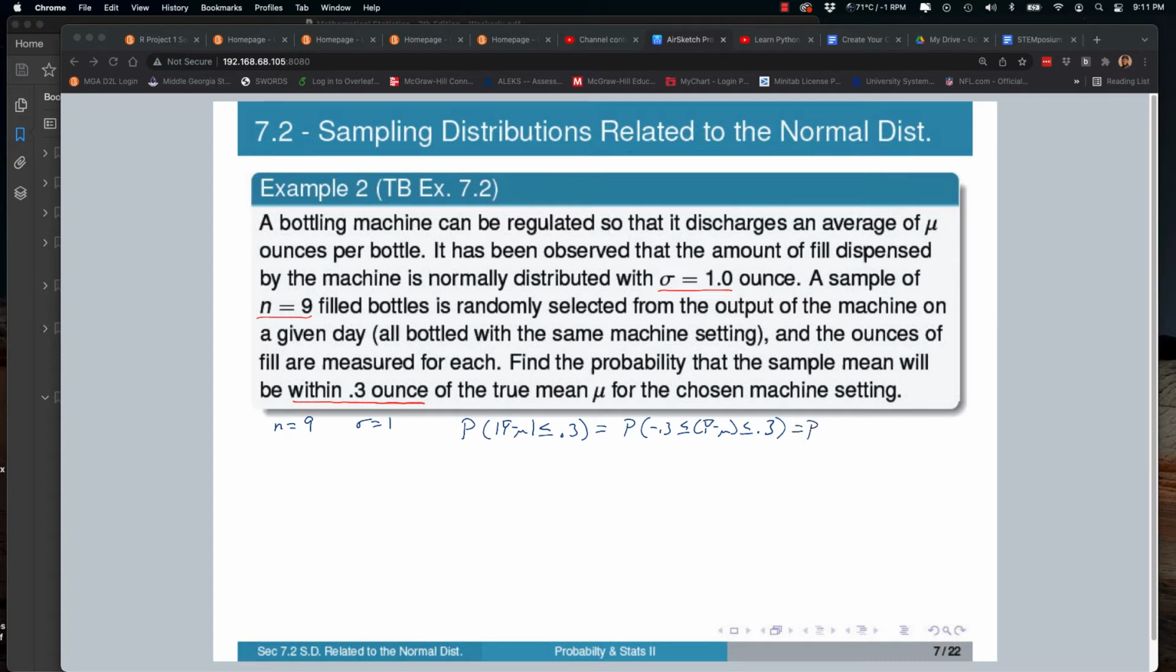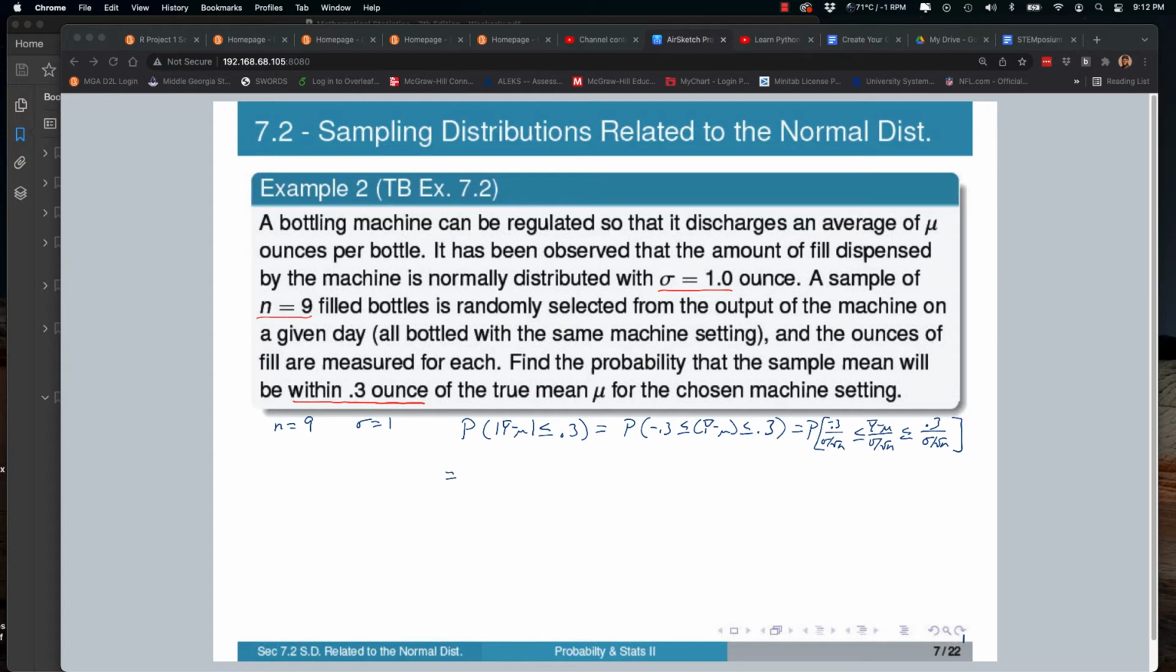So this equals the probability of, in the middle, I'm going to get (Y bar minus mu) over (sigma divided by the square root of n), less than or equal to, less than or equal to. Here I'll do it everywhere: negative 0.3 over (sigma divided by the square root of n), and then 0.3 divided by (sigma over square root of n) over there. Okay, so we've got that.